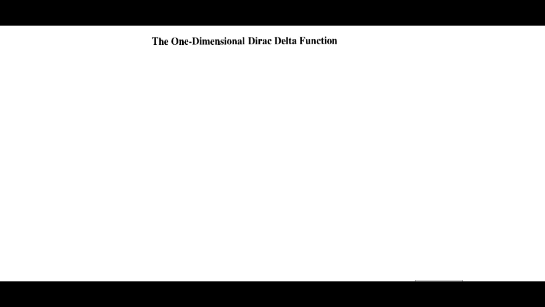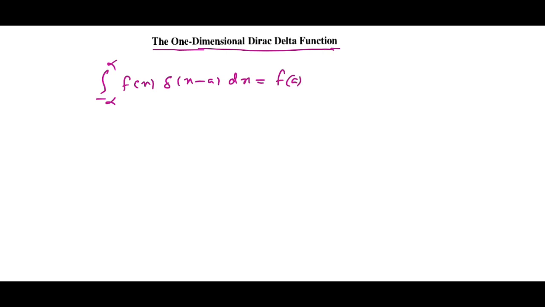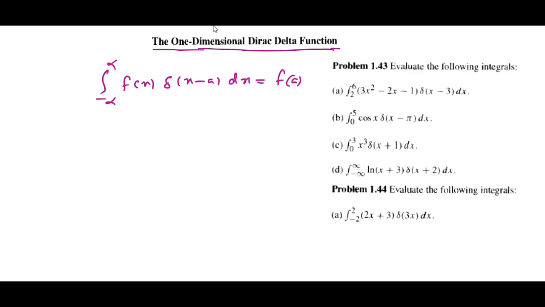Hi dear students, in the last class we discussed the one-dimensional Dirac delta function and also we did a few problems. The identity that we used for solving those problems was the integral from minus infinity to infinity of f of x delta x minus a dx is equal to f of a.